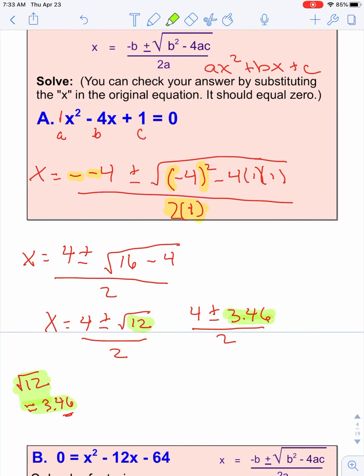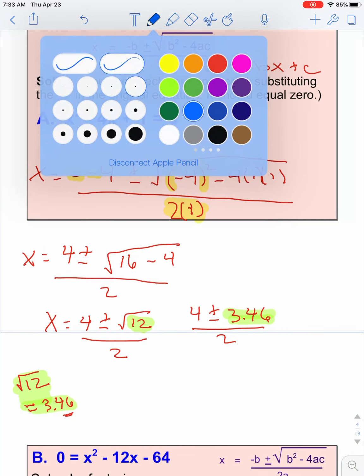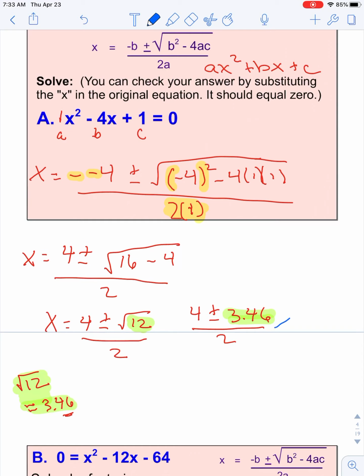Now we're going to actually end up with 2 answers here, just like when we factored, okay? So what happens is that we have to take this plus and minus separately. So we have to take 4 plus 3.46 divided by 2. That's one of our answers. And we have to take 4 minus 3.46 divided by 2. That's our second answer.